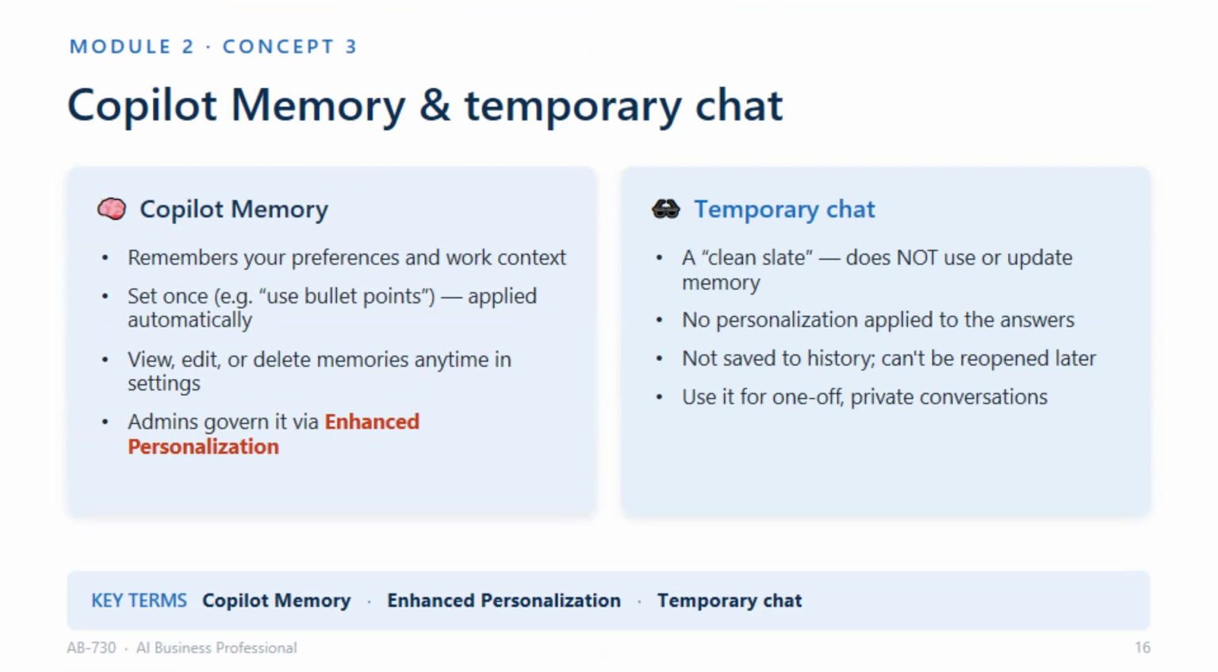Copilot Memory remembers your preferences and work context, which can be viewed, edited, or deleted anytime. Admins manage it using enhanced personalization. Temporary chat does not use or update memory, is not saved to history, and is for private, one-off conversations. Use the appropriate mode for your needs.